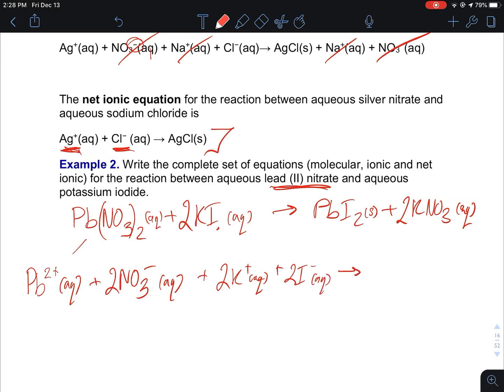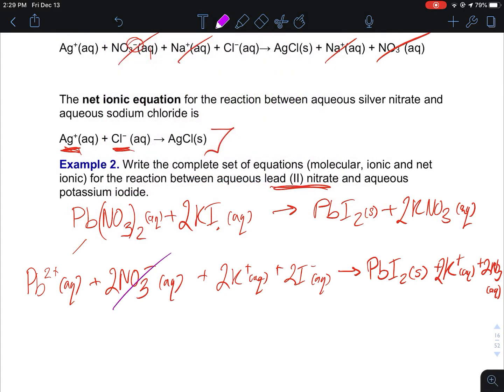And then those are reacting. This gives us our lead iodide, which is our precipitate, so it's solid, plus any remaining ions. And in this case, we have the remaining potassium ions. There's 2 of them, and they're aqueous. And the remaining nitrate ions, NO3, and there's going to be 2 of those as well. 2NO3, and there's an aqueous up there somewhere. Okay. Hopefully that works for you.